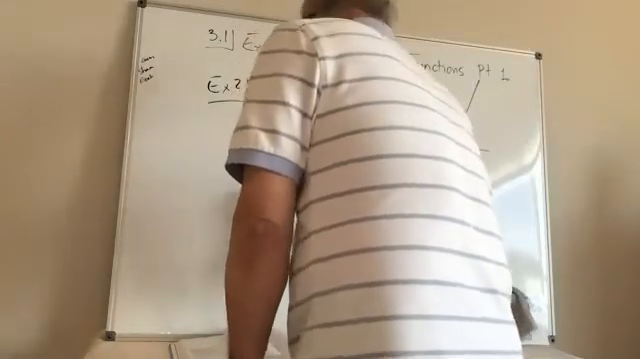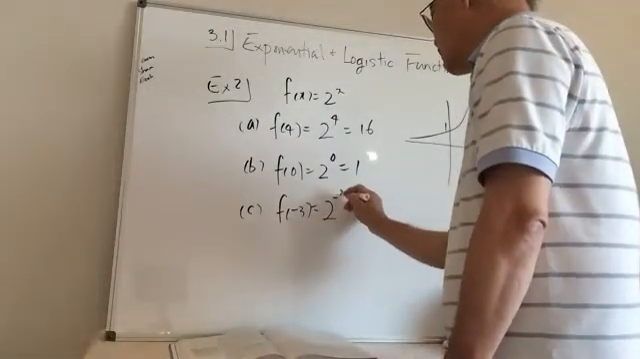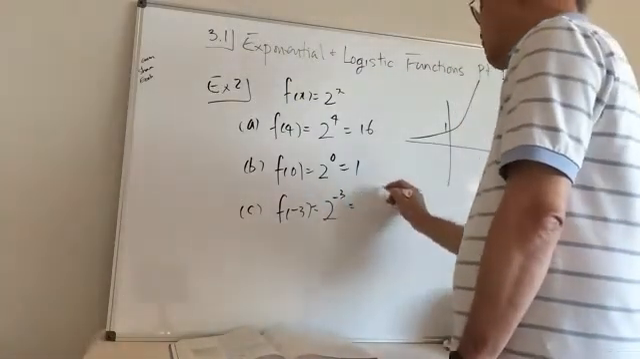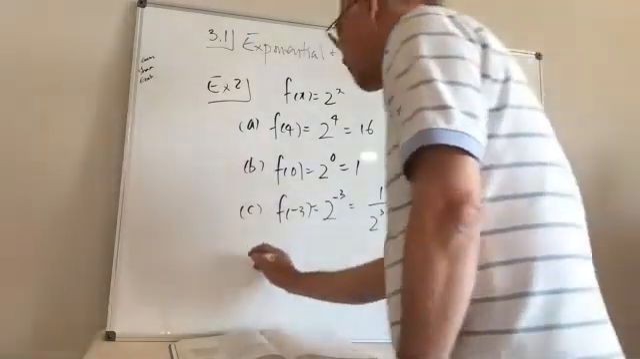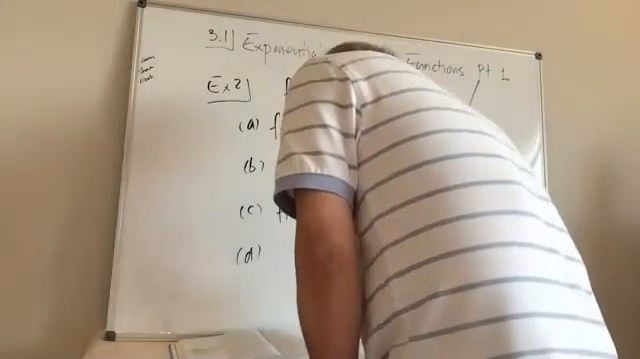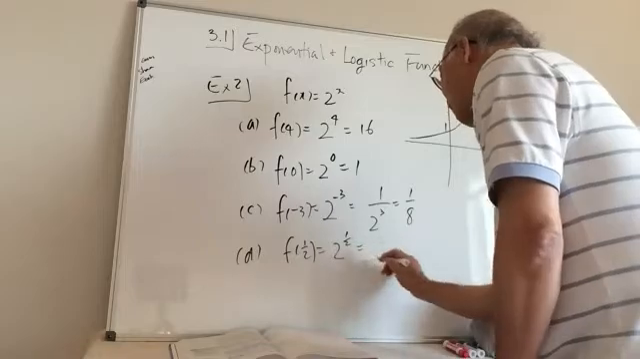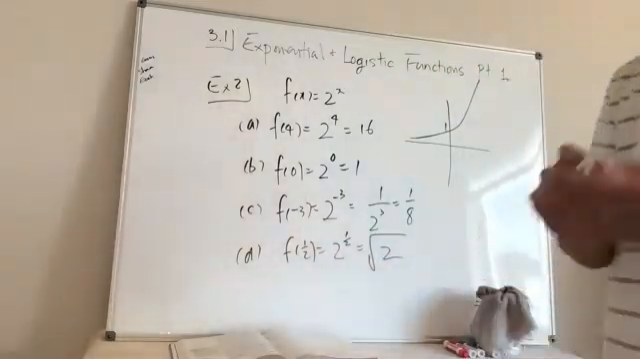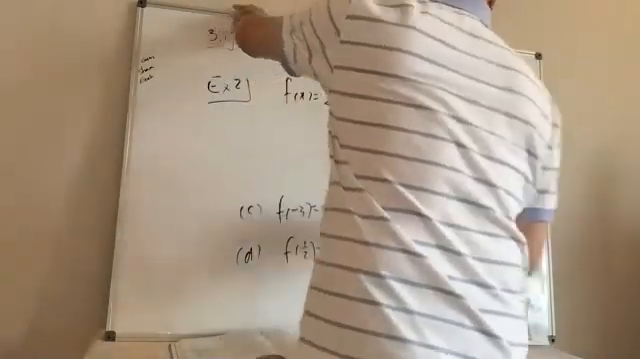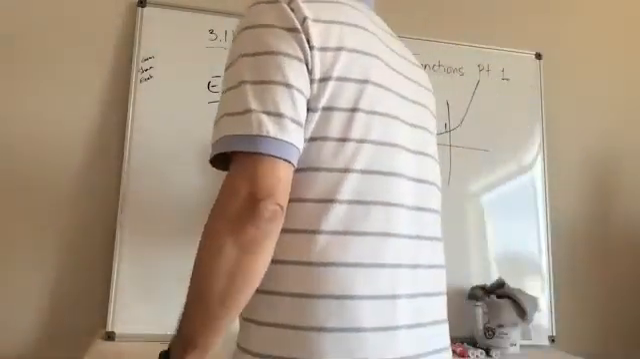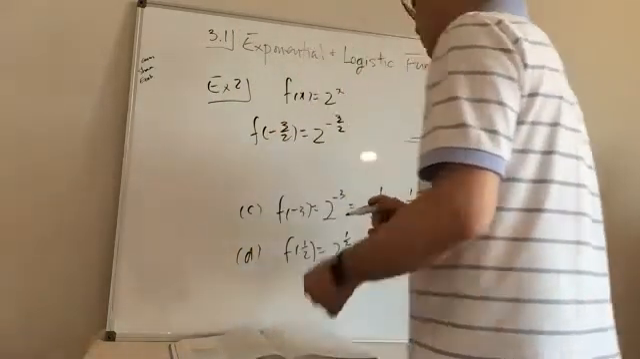C, f of negative 3. f of negative 3 is going to be equal to 2 to the minus 3, which is 1 over 2 to the 3, which is 1 over 8. D, we're going to have f of 1/2, 2 to the 1/2, which is root 2. Right? And then last but not least, we have E, f of negative 3 over 2, 2 to the negative 3 over 2.